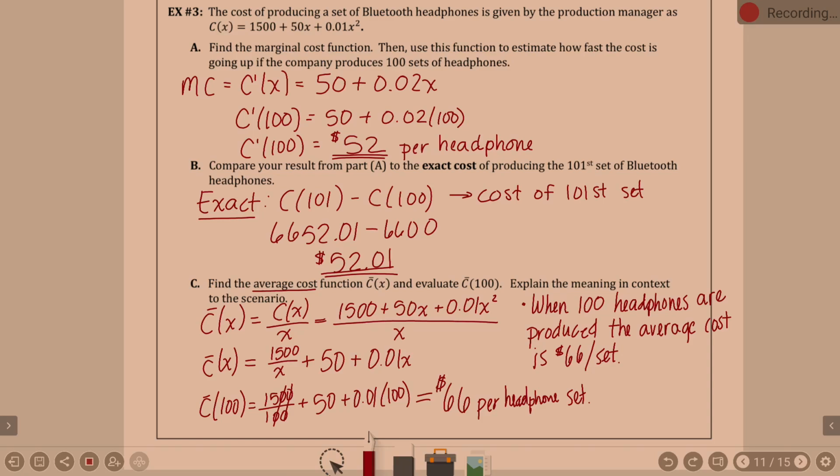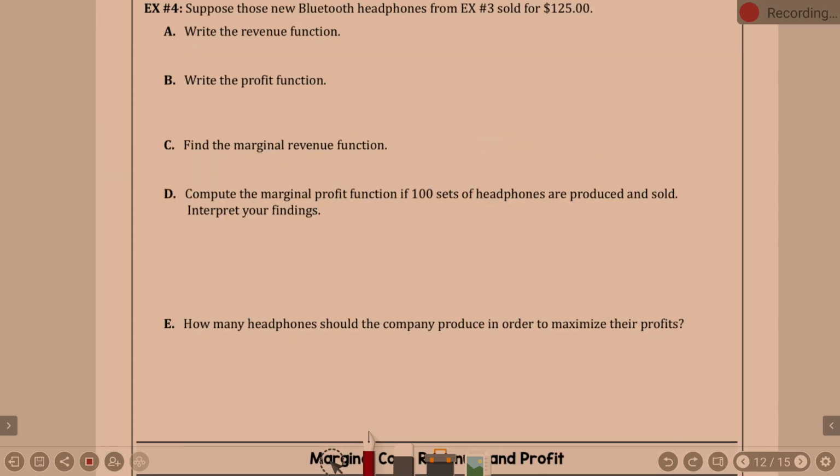Let's see if we can knock out number 4 also. I said we'll see. ABCD. Maybe. Suppose there's new Bluetooth headphones from example 3, and they sold for $125. Now, first of all, it asks us to write the revenue function. Notice there's no space here, so it's just writing it. Now, does it say anything about revenue back on that previous page?